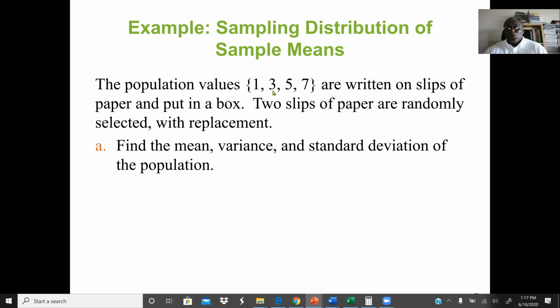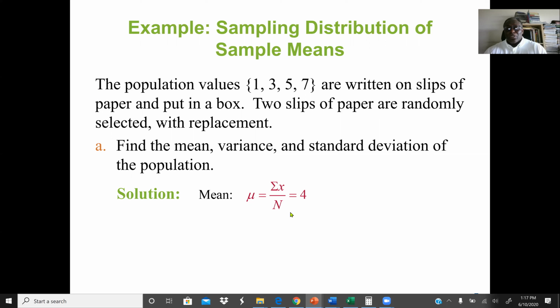So this is the population 1, 3, 5, 7. This takes us back to descriptive statistics. To find the mean, I'm going to add 1 plus 3 plus 5 plus 7, and the answer will be 16. Then I'll divide by 4. So the mean will give us 4. Add all the values and divide by the population size, which is 4.